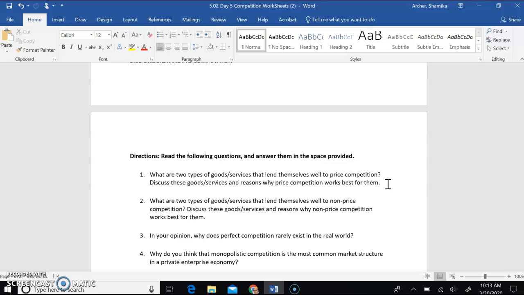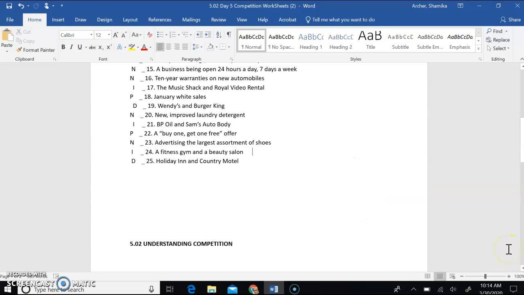So now you're going to look at two different things that are similar but don't necessarily compete with non-price. So think of McDonald's and Chick-fil-A. Chick-fil-A, their people are trained a very certain way. So their training comes into effect there. And then you're going to answer questions 3 and 4, which explain why perfect competition rarely exists in the world, and then why you think monopolistic competition is not the most common market structure in the private enterprise economy. So this is what those two activities are on.